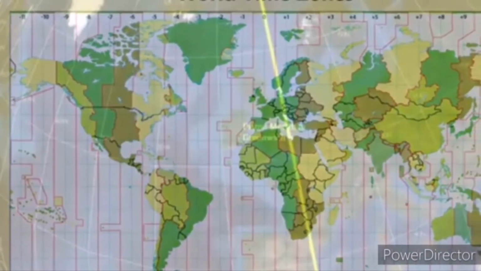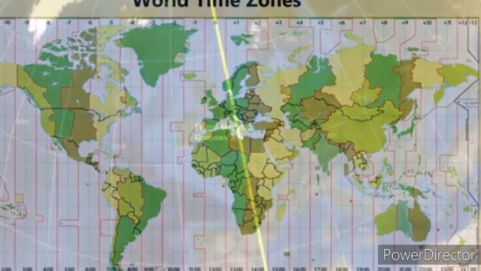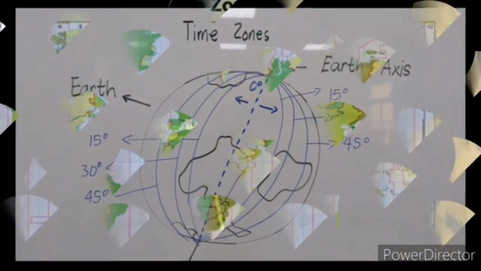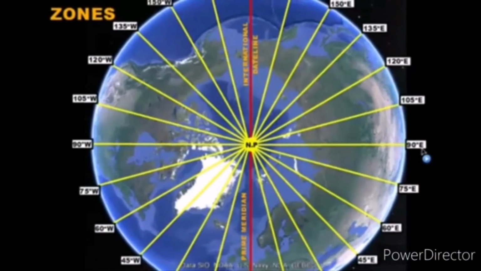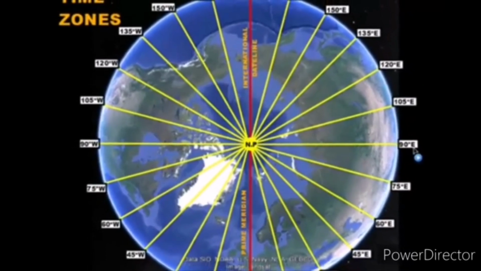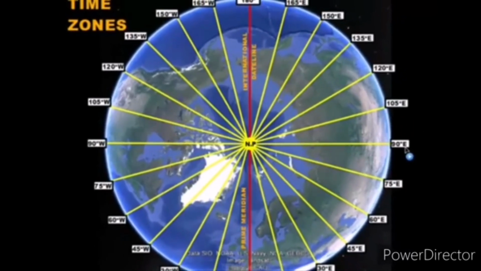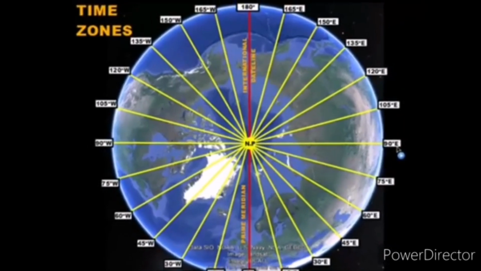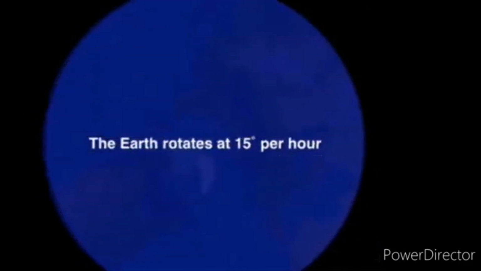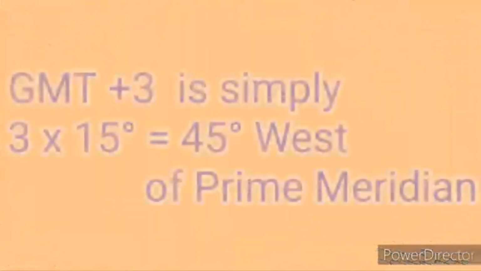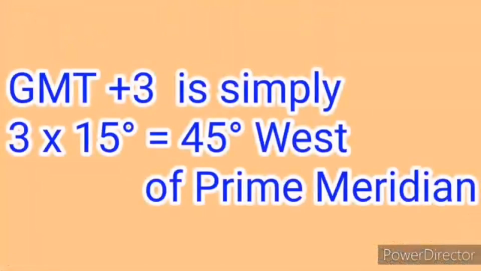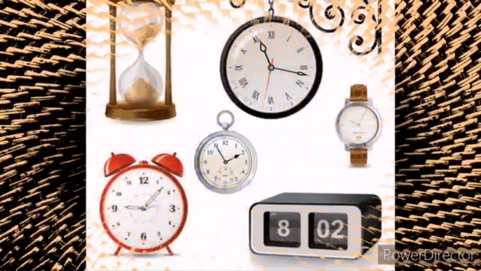First, positive 3 means adding from 0 or moving to your west. Since we have 360 degrees full rotation, which is equal to 24 hours, that denotes 24 lines in the globe. Each line that runs from the North Pole to the South Pole, which we call a meridian, is equal to 15 degrees, which is equal to an hour. Therefore, GMT positive 3 is simply 3 multiplied by 15 degrees, and it is equal to 45 degrees, and the direction is going to the west of the prime meridian.